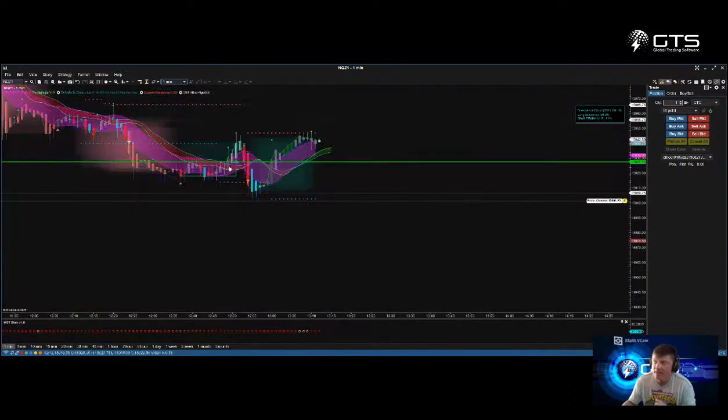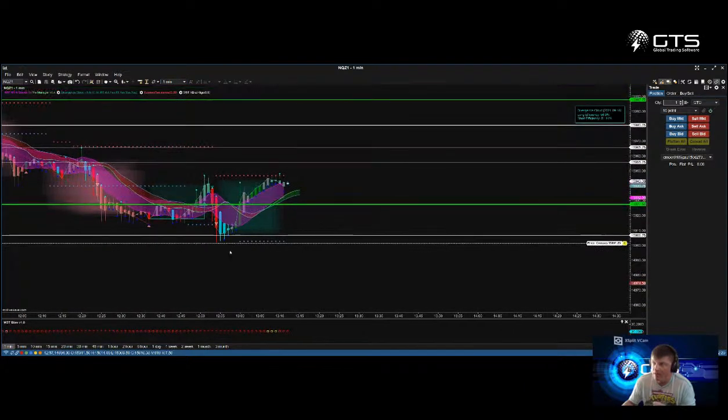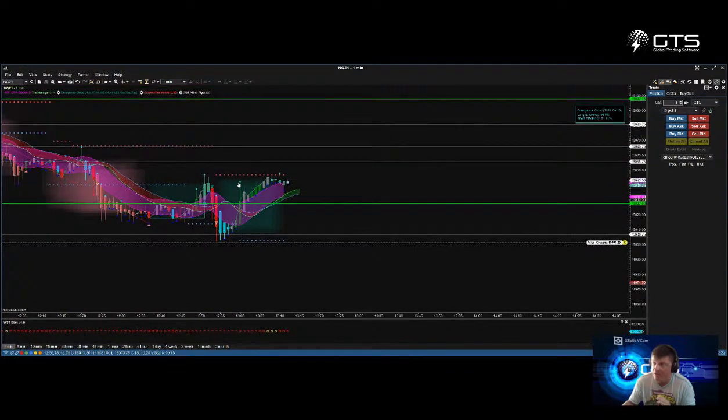You kind of get a better picture of what's going on on the 1 minute. Okay, so yeah, we got the higher than average volume candle right here. The price action went up pretty darn high.